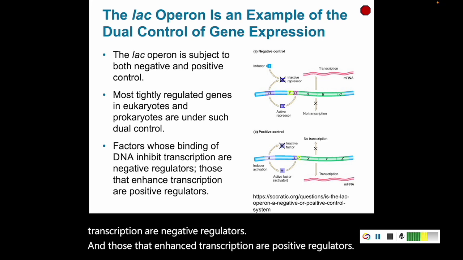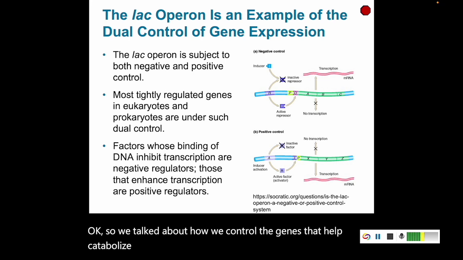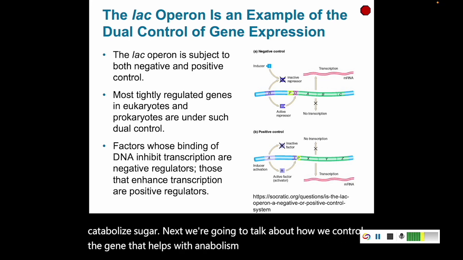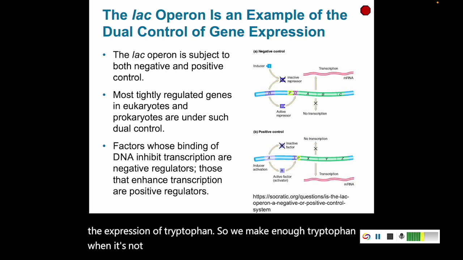Okay, so we talked about how we control the genes that help catabolize sugar. Next, we're going to talk about how we control the gene that helps with anabolism of tryptophan, how we turn on the expression of tryptophan so we make enough tryptophan when it's not present, and we stop making it when we have plenty around.